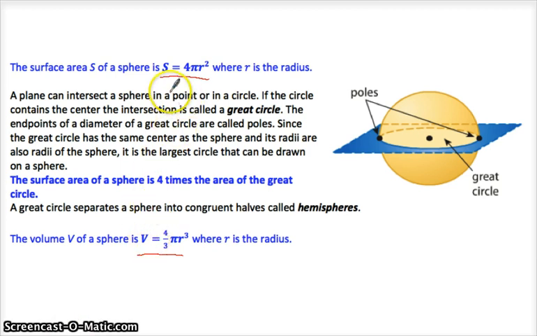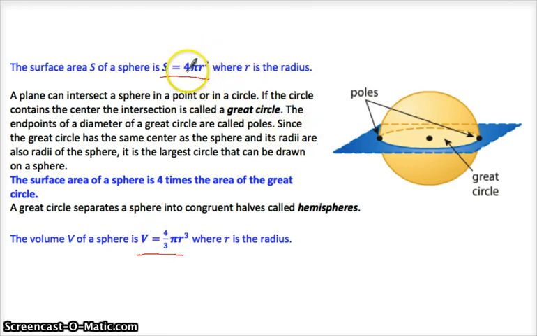But where do they get surface area? I think there's one easy way to show where they get surface area once you know the volume. I think the volume is easier to get first and then get surface area from there, but we can talk about that in class. 4 pi r squared.